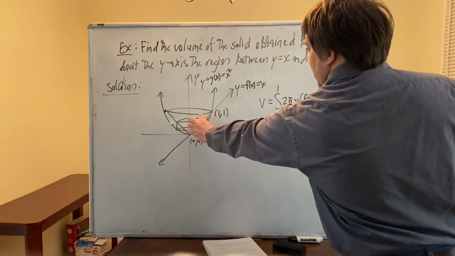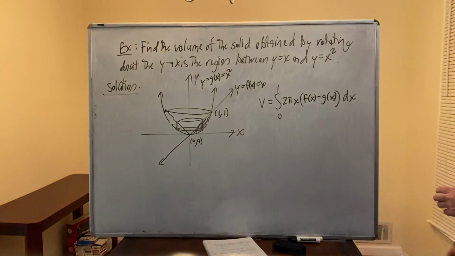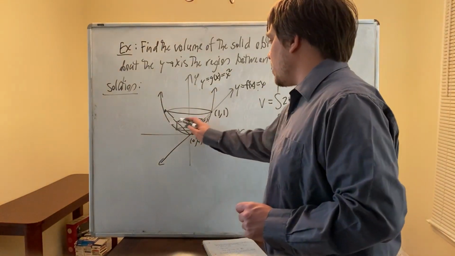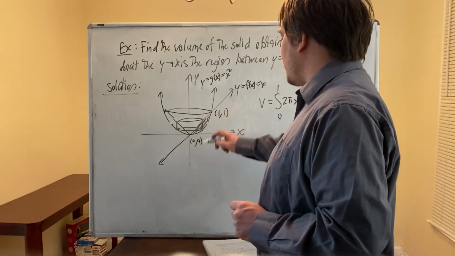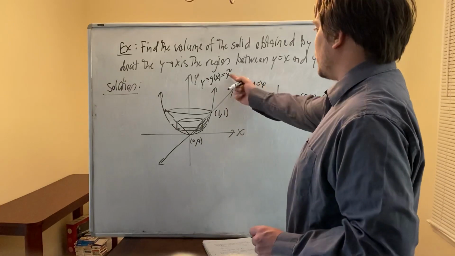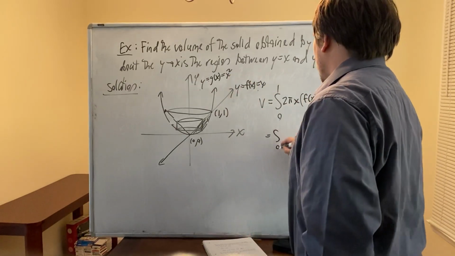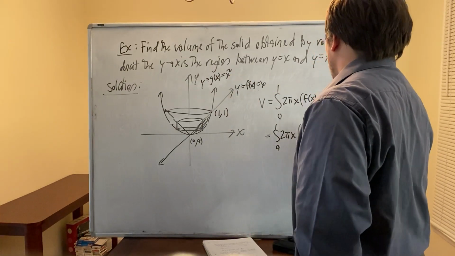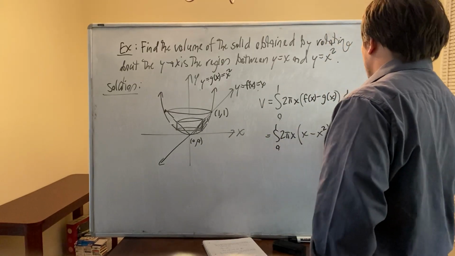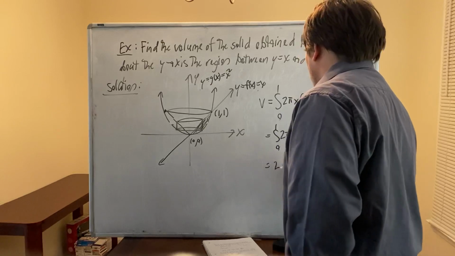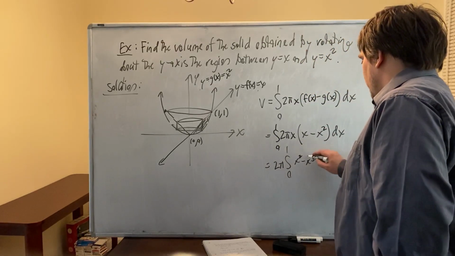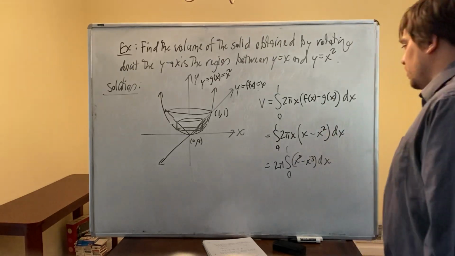The difference in the values of f and g is the height of the cylindrical shell. And so 2 pi x is the circumference, and the height is f of x minus g of x, and then all dx. And so f of x is x, g of x is x squared. It's equal to the definite integral from 0 to 1 of 2 pi x times f of x, which is x, minus g of x, which is x squared, dx, which is equal to 2 pi times the integral from 0 to 1 of x squared minus x cubed dx.